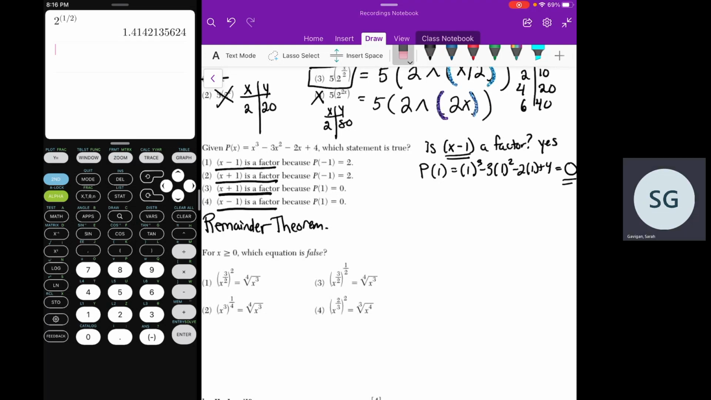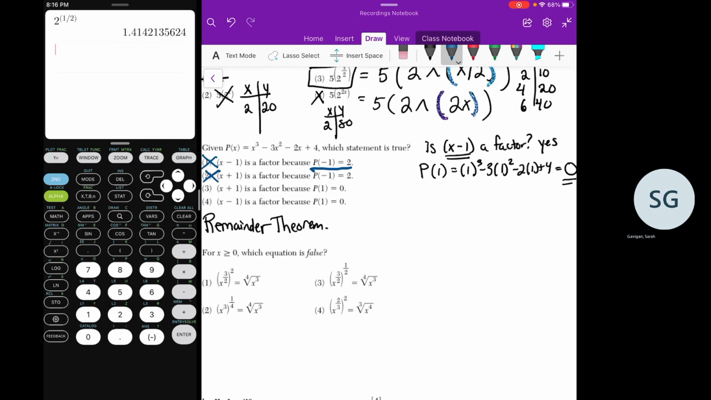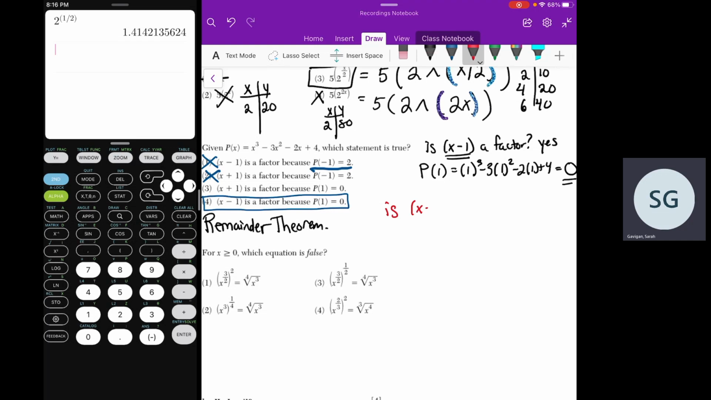Now, why isn't my answer choice 1? Well, because choice 1 says it's a factor because p of negative 1 equals 2. That doesn't even make sense. In order to be a factor, the remainder has to be 0, so that means choice 2 doesn't make sense either. What I just calculated over here was choice 4. It's a factor because p of 1 equals 0. Well, look at choice 3. Is x plus 1 a factor?